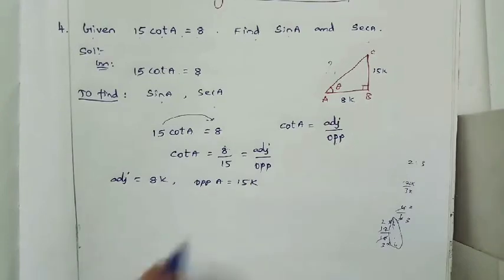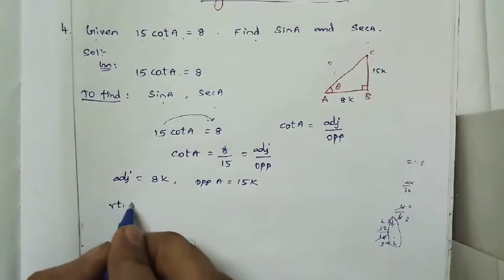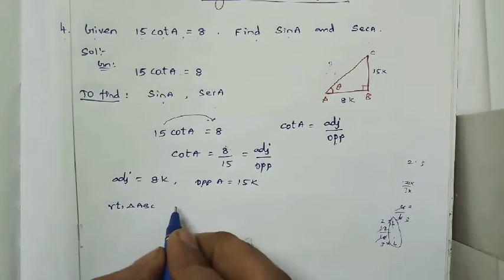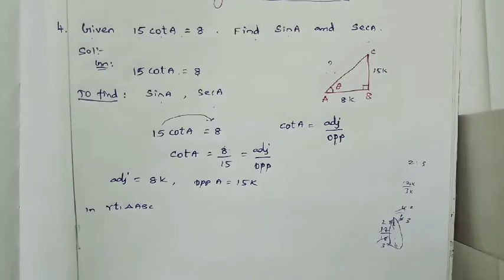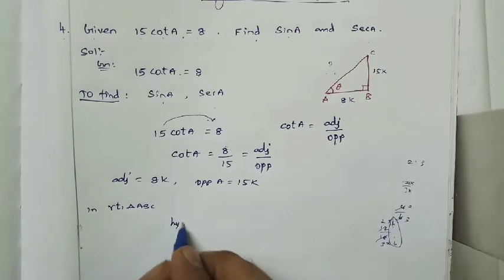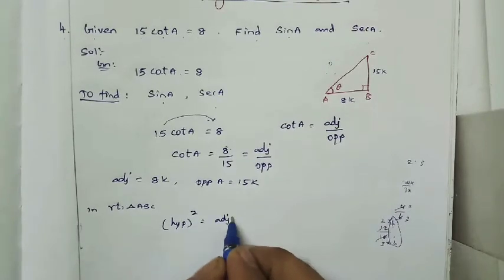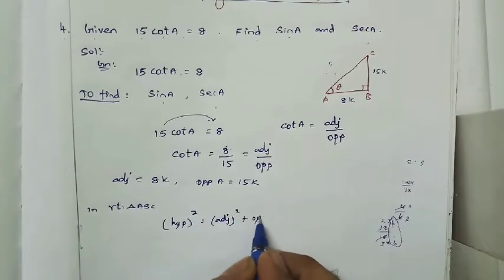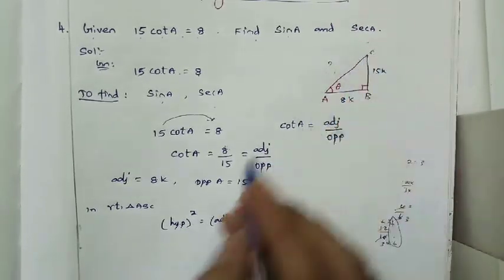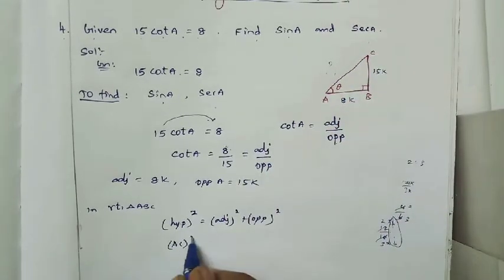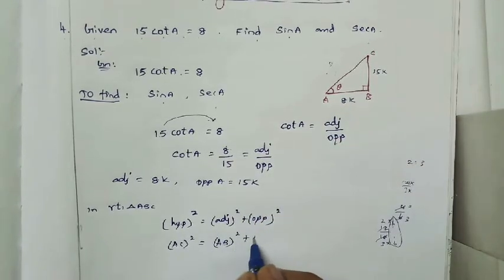So first I am going to find that. In triangle ABC, right triangle ABC, right angle at B, by using the Pythagoras theorem, hypotenuse square is equal to adjacent square plus opposite square. What is the hypotenuse here? Hypotenuse is nothing but AC. So AC whole square is equal to AB square plus BC square.